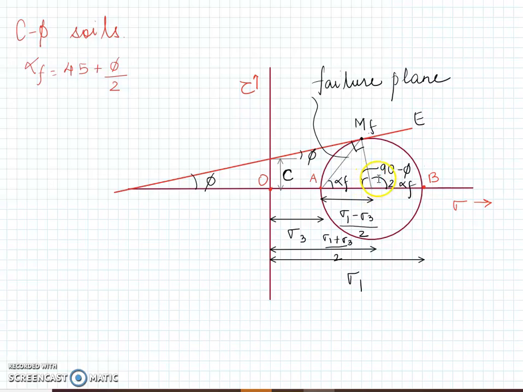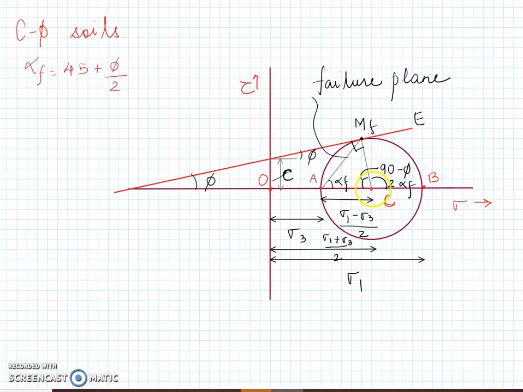Is that understood? And the external angle here is going to be 2 times alpha. This is by pure geometry. Okay. Now, what is the radius? Radius is always given by sigma 1 minus sigma 3 divided by 2. And the distance of the center, if I mark the center of this point as, let's say, C, this is small c, and this is capital C. Let's do it like this. Okay, this is small c, this is capital C.